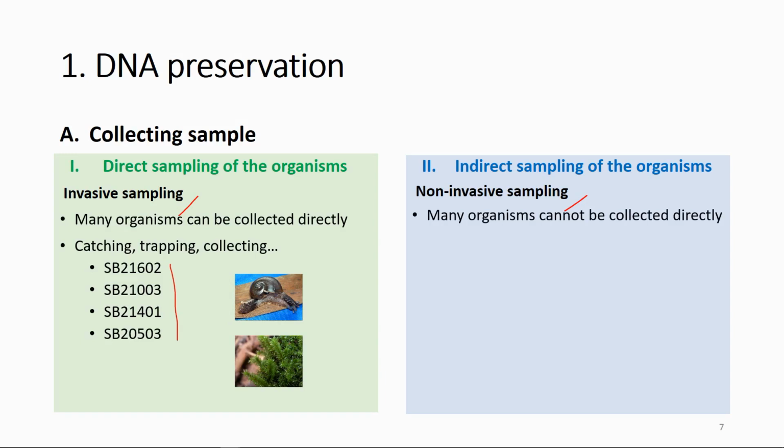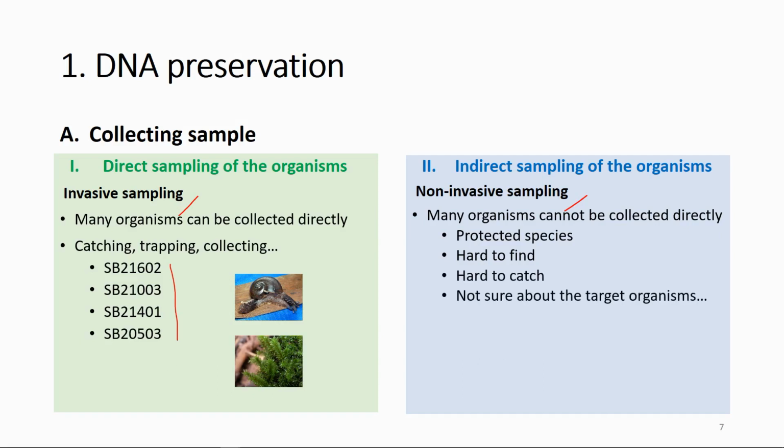However, many organisms cannot be collected directly. For example, protected species. You are not allowed to harm the species, especially protected species. Or maybe the organism is very hard to find, but somehow you still can get their DNA, or it's very difficult to catch. And sometimes you don't even know what your target organism is. So for example, in this case, those organisms that are very hard to find, see, and catch.